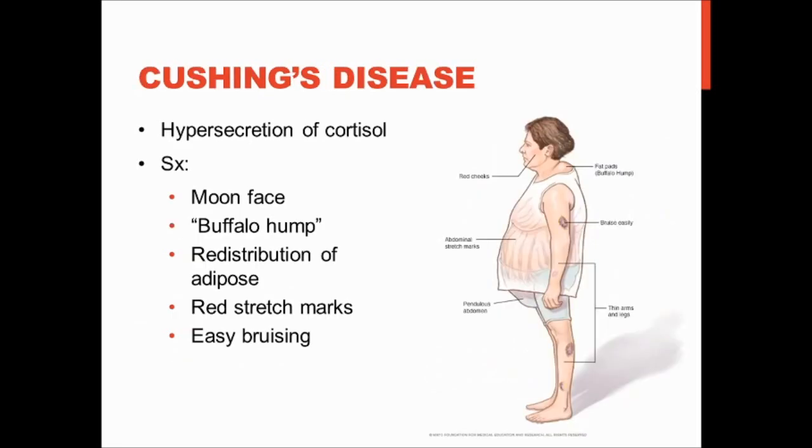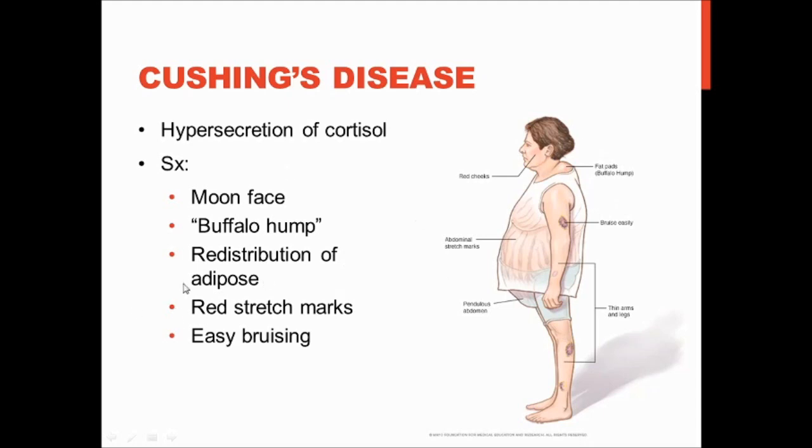Cushing's disease is a hypersecretion of cortisol. This is a disease that can be easily fixed with treatment. The symptoms include a moon-like face, which is a rounding of the face, and what's called a buffalo hump, which is just an increase in the kyphosis of the thoracic spine, right up in the upper portion, right where it meets the neck.